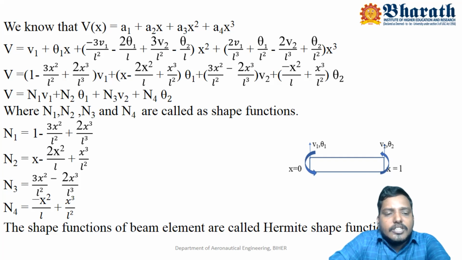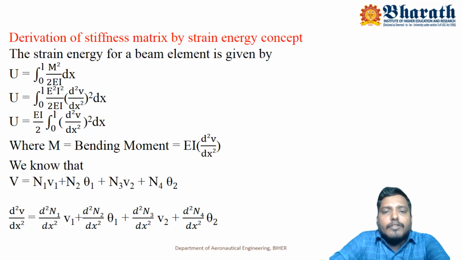At that same location, the partial derivative of shape function N4 with respect to x is to be unity, all others will be 0. The shape function for a beam element is called the Hermite shape functions. Once you derive the shape functions, then we have to derive the stiffness matrix for the beam element.